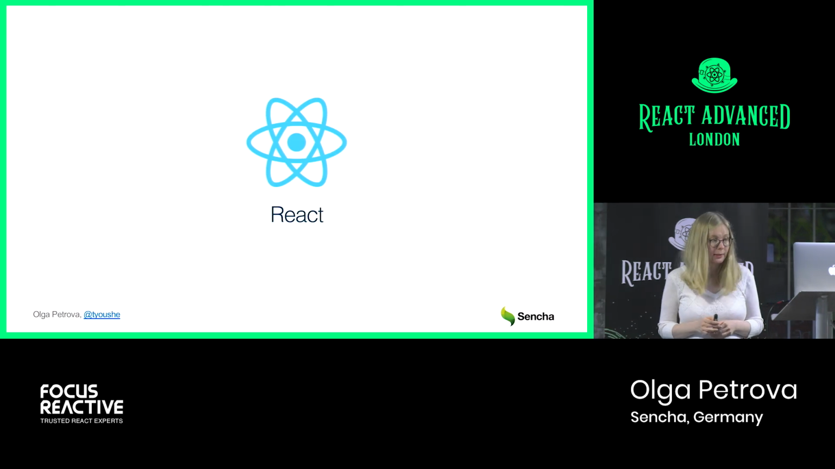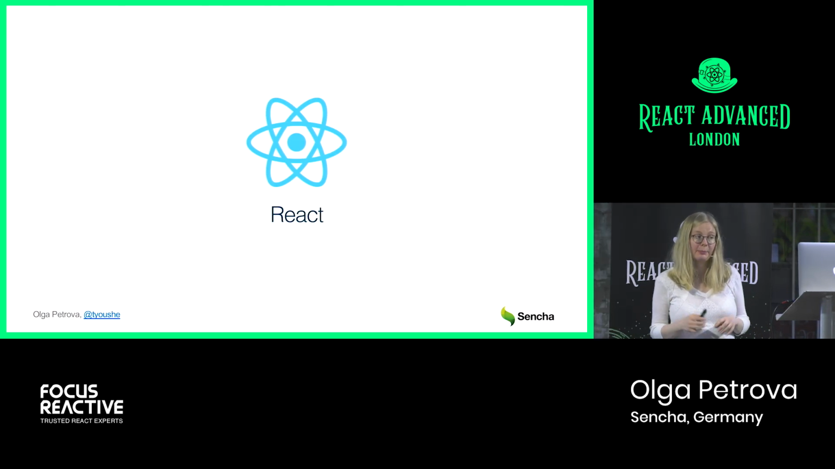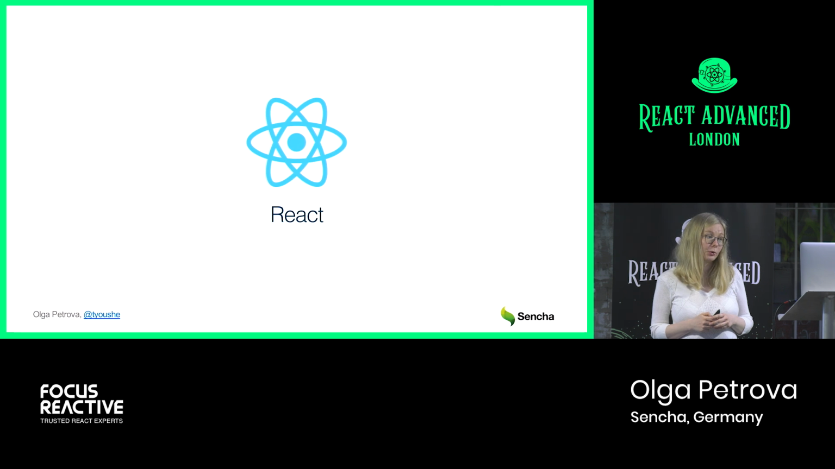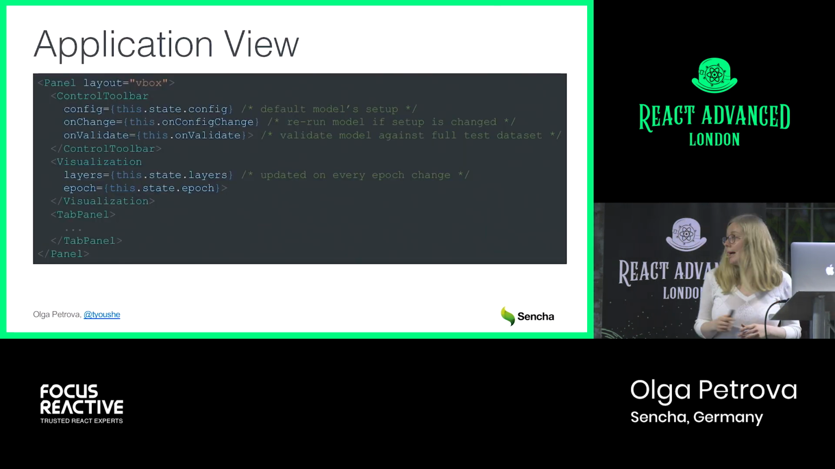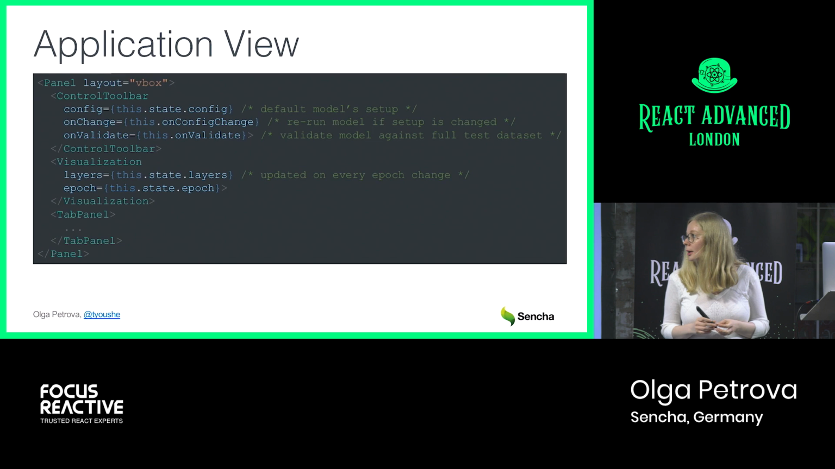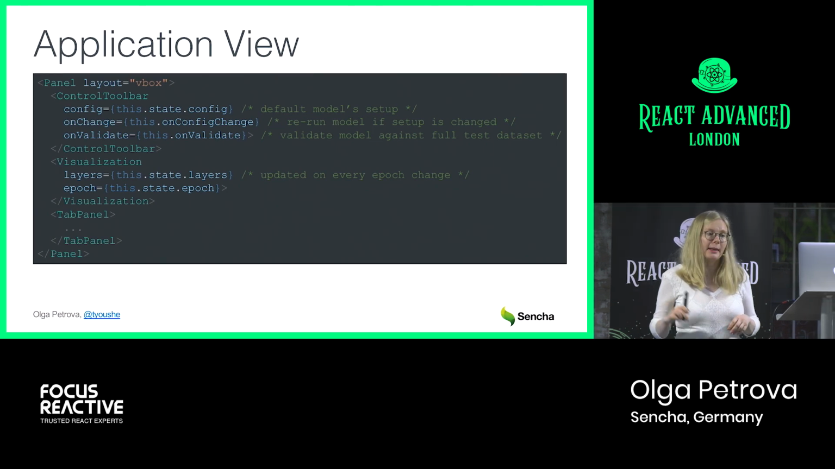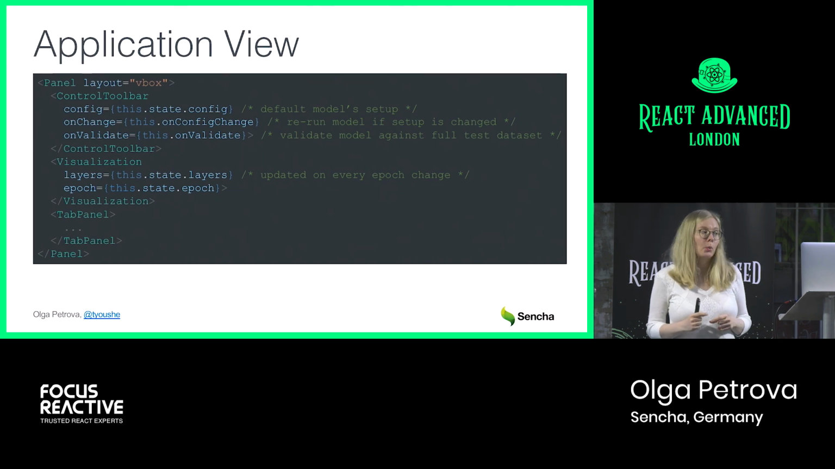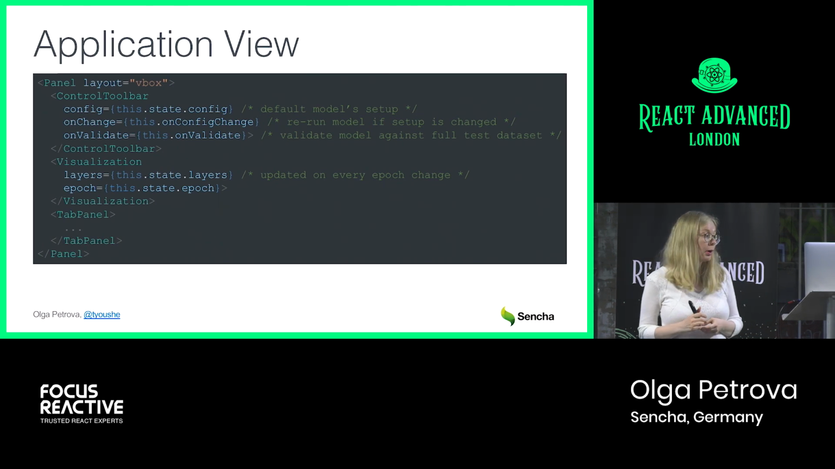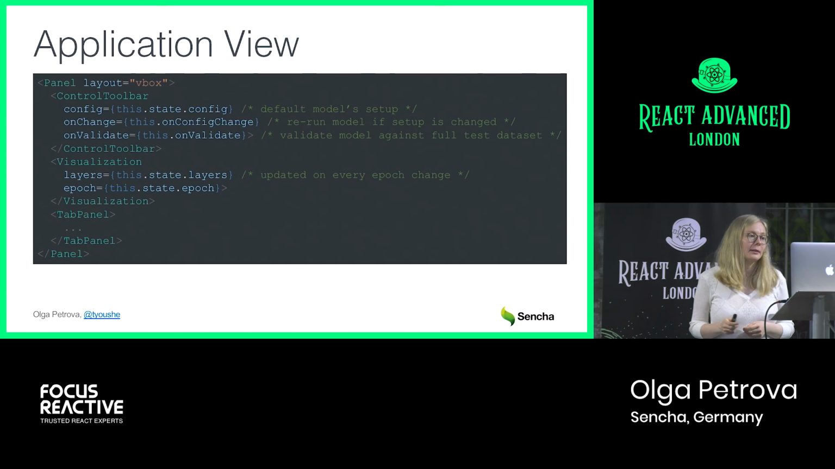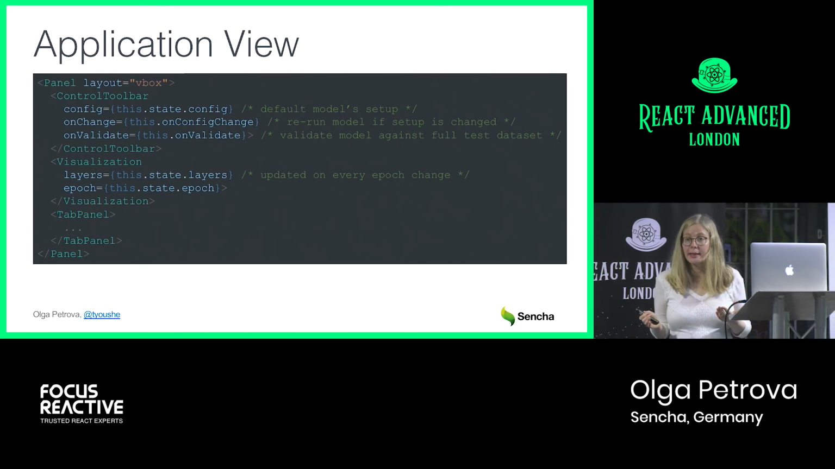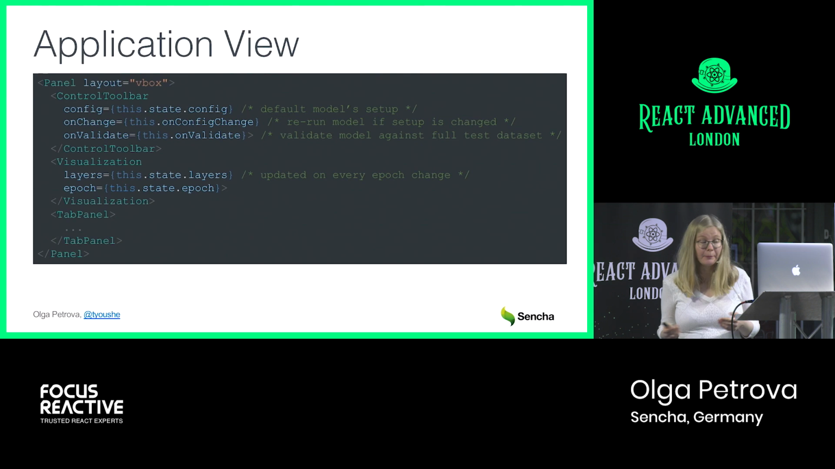So let's take a look at the whole application at a bigger scale from the React point of view. I have just a top level panel component, and the layout prop describes how child components will be positioned inside of the parent component. And I send the initial state of my model as a config prop.